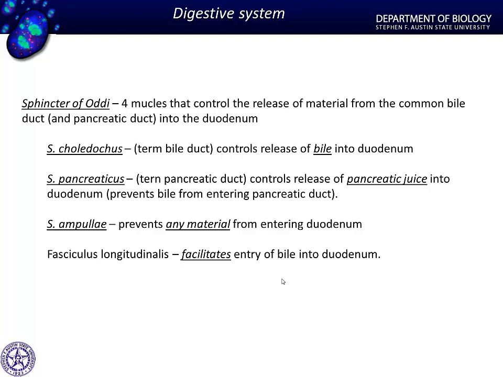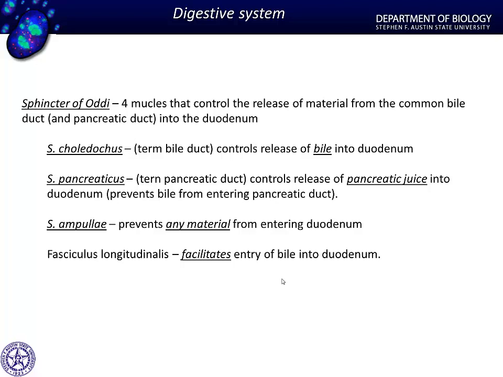Now, it's within this ampulla of Vater that we have four muscular sphincters, and these are the sphincters of Oddi. We have the sphincter choledochus, we have the sphincter pancreaticus, the sphincter ampullae, and then we have this other one that's the fasciculus longitudinalis. So, the choledochus, this is going to control the release of bile into the duodenum, and this is going to be around the terminal portion of the common bile duct.